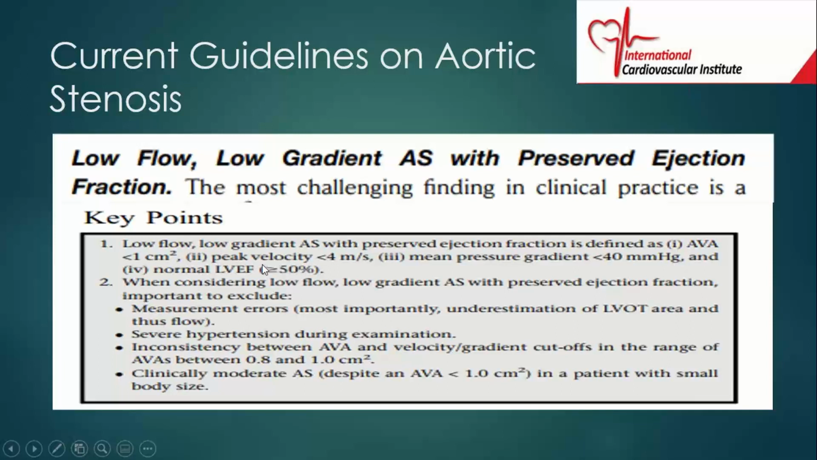So this is the definition for low flow, low gradient AS with preserved ejection fraction. Again, what you're going to do is ask, did I make any errors, or did the technician make some errors? So measurement errors, you'll have to go over it. Did I underestimate the LVOT area? Commonly you make the diameter too small. And so when you do your continuity equation measurement, the value is less than 1 centimeter squared.